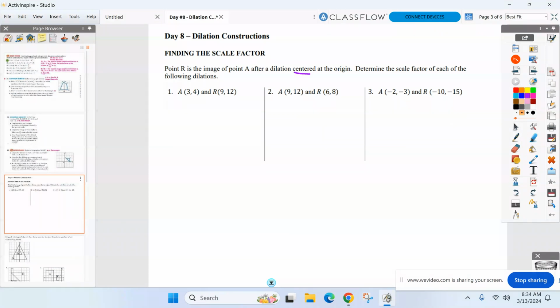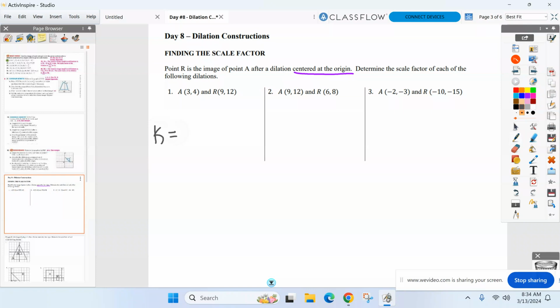Look where the center is. It's at the origin, which means I can use my shortcut. What did I multiply by? Because the center is the origin, I can use the multiplication shortcut. What is the scale factor? I'm going to make sure we use the notation that was in the textbook last night, the scale factor being K.